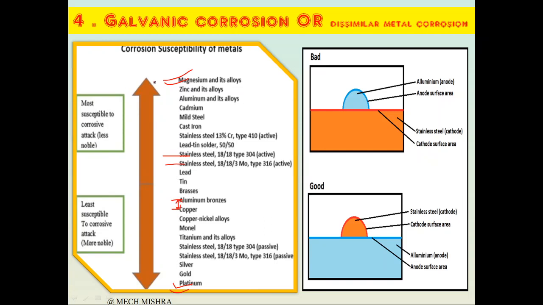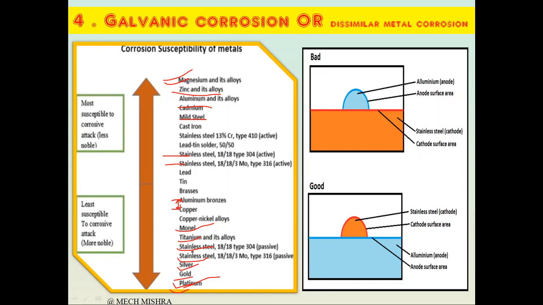On the top side of the galvanic series are the metals most susceptible to corrosive attack, the less noble ones, like mild steel and carbon steel. If you come to the bottom side, these are highly noble and will not corrode, but if some reactive metal comes, it will corrode that metal. These noble ones are monel, titanium, passivated SS 304, passivated 316, silver, gold and platinum. They are very noble and will not corrode, but when another metal comes, the other metal gets corroded.